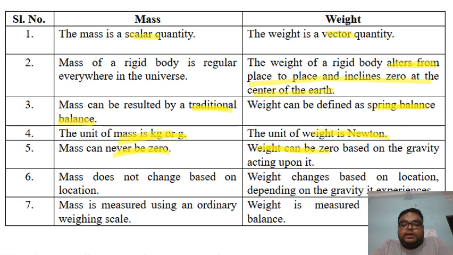But my mass will be the same. My mass will be exactly the same, right? So mass is measured by what? The mass is measured by an ordinary weighing scale, right? And the weight is measured by the spring balance.